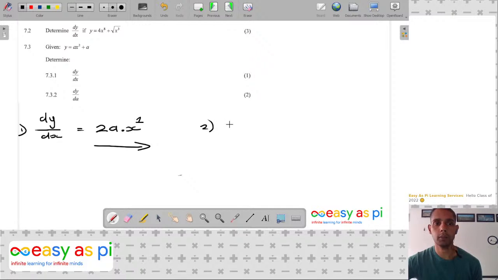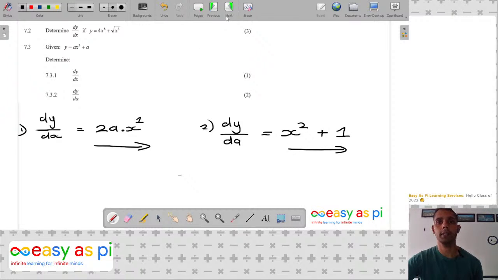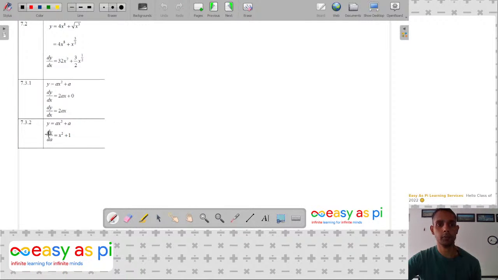Now let's go for the next one. If they want me to differentiate y with respect to a, then I'm treating a as the variable and x as the constant. So if a is the variable and x is a constant, that's like the constant in front of the variable. So this becomes x squared, and then this a, if I differentiate with respect to a, becomes 1. And that is my answer: x squared plus 1.